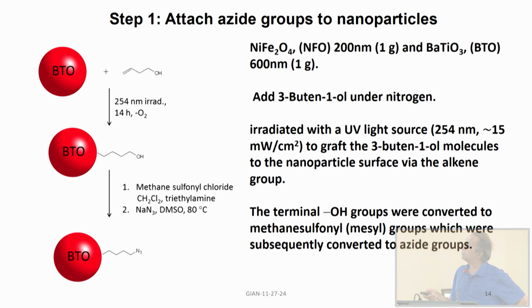So the attachment works like this. As I told you, we got the complementary strands of the DNA from Yale. They are functionalized with alkyne already. So all we needed to do was attach azide side group to nickel ferrite and barium titanate, then bring the DNA and these together, and attach the alkyne functionalized DNA to the azide functionalized barium titanate or nickel ferrite in the presence of a copper catalyst.